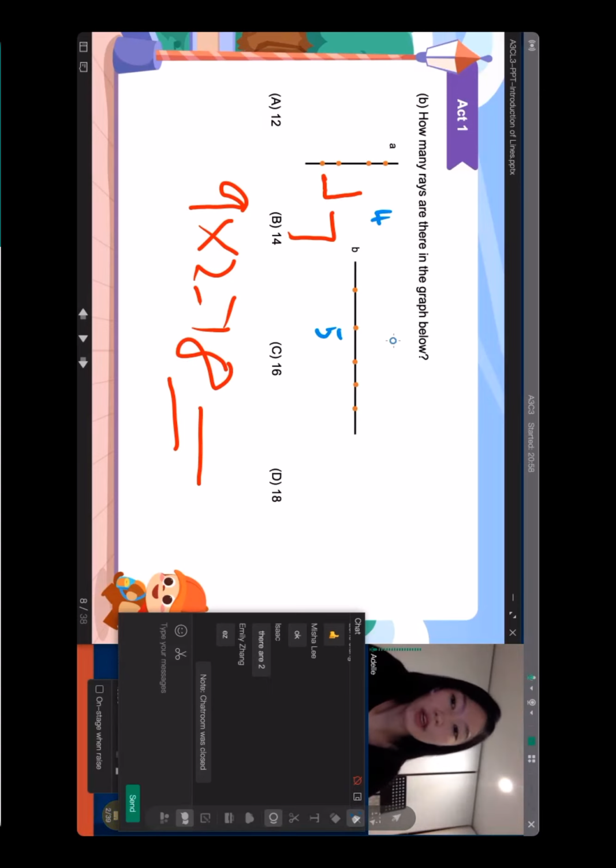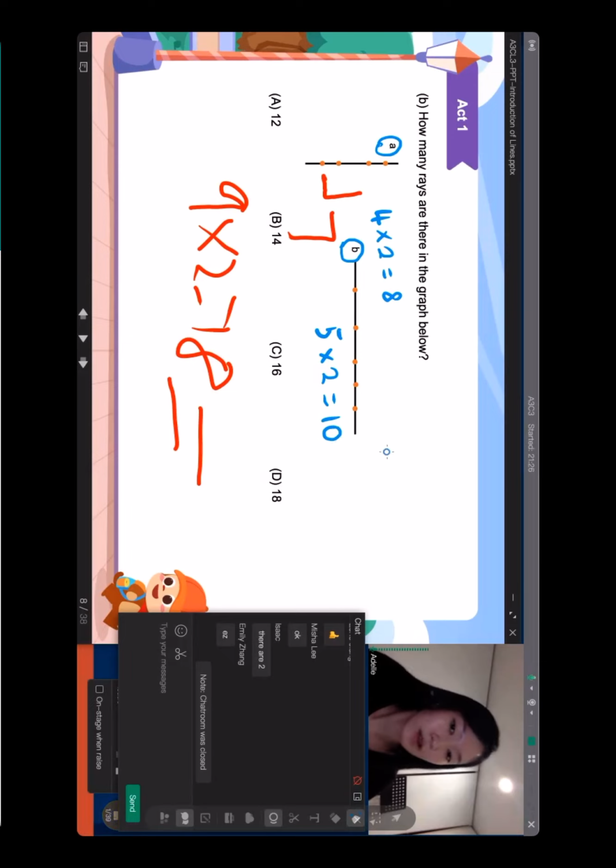Okay. Or if you want to take it slower, you could also do them separately. You can look at line A first, which has 4 endpoints, multiply that by 2, which will give us 8 rays coming out from this line A, or this figure A. And then we also look at figure B, which has 5 endpoints, and multiply by 2, which will give us 10 rays coming out. And here, adding them together, 8 plus 10 will give us 18. So both ways, they will come to the same answer.